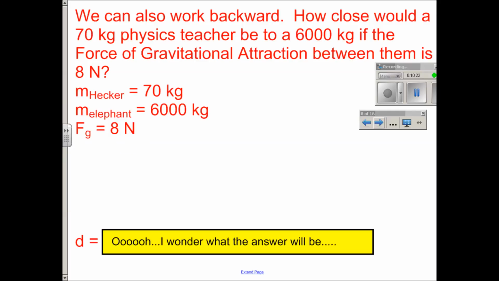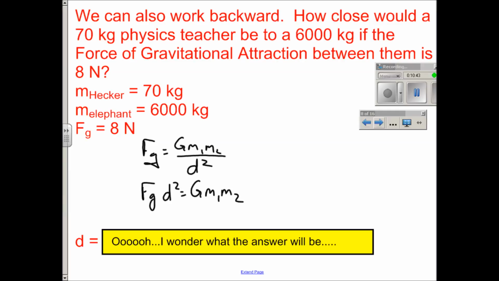So start with this equation. We know our force of gravity is this. So if you want, you can plug in your numbers and solve for d. I'm going to do the algebra first. If we multiply both sides by d squared, you get this. So we're still trying to solve for d. So we've got to divide by force of gravity. That gives us d squared equals G m1 m2 over force of gravity, and then take the square root of both sides.